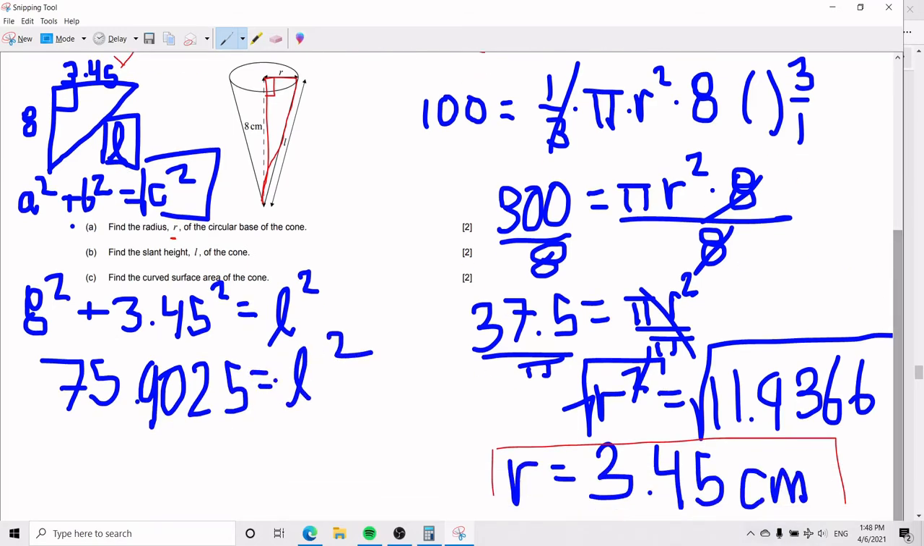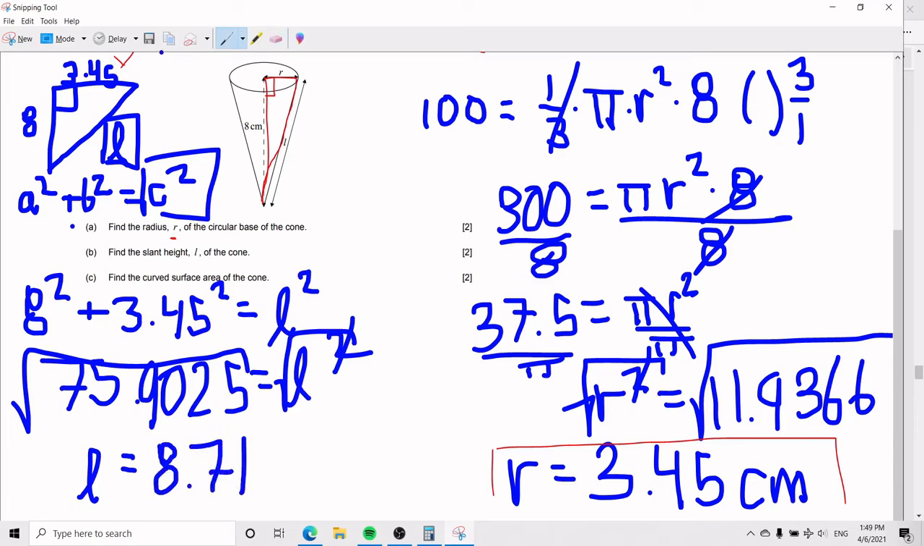So now I have to square root both sides, right, to get rid of this guy. And I end up with L being equal to 8.71. And so that is how you do part B for the slant height L of the cone.